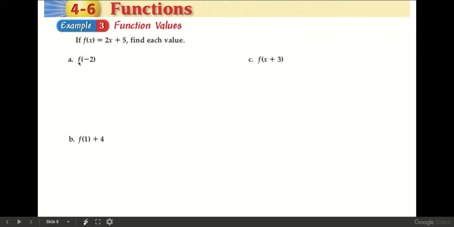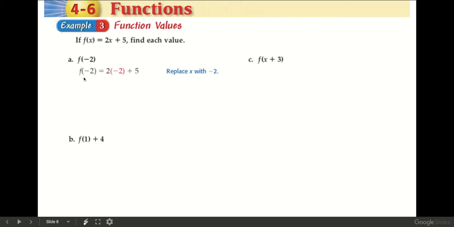So here I'm finding f of -2. So what does that mean? Instead of having an x, what am I going to put in its place? I'm going to put -2. So everywhere there was an x, I'm putting -2 in, right? So instead of 2 times x plus 5, it's 2 times -2 plus 5. And then I just have to calculate this side.